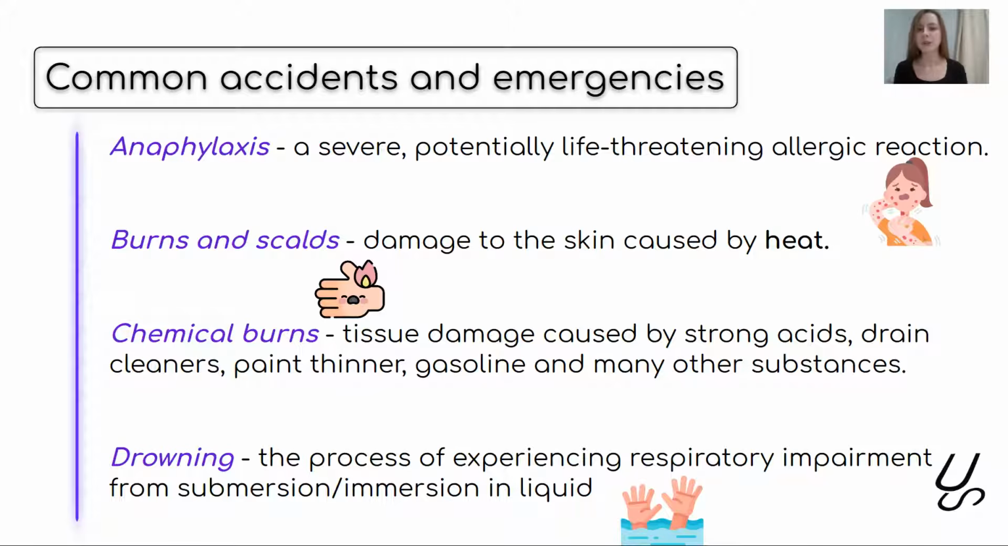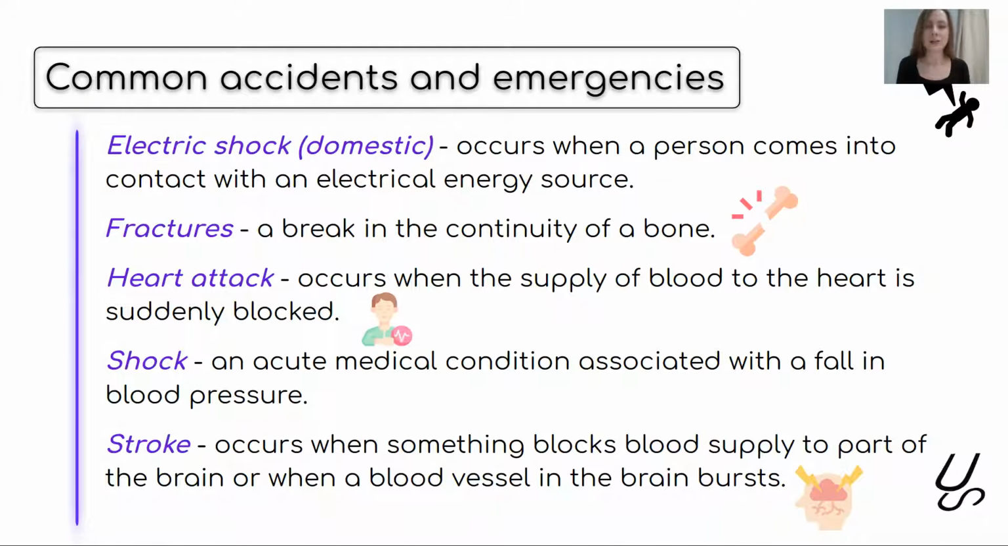Chemical burns are tissue damages, and these damages are caused by strong acids or maybe drain cleaners or some gasoline, and there are a lot of stuff which can cause chemical burns. Drowning is the process of experiencing respiratory impairment from submersion, for example, in liquid, or an immersion in liquid. Electric shock. Electric shock, usually domestic, occurs when a person comes into contact with an electrical energy source.